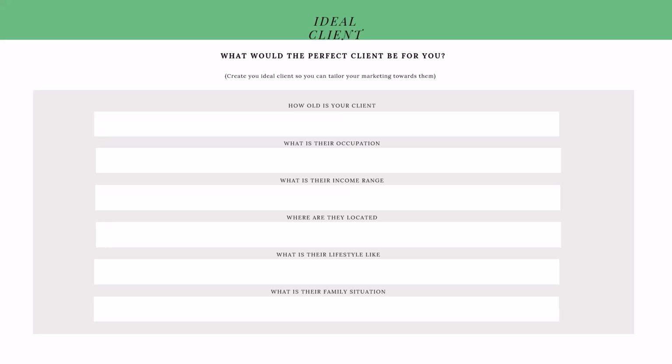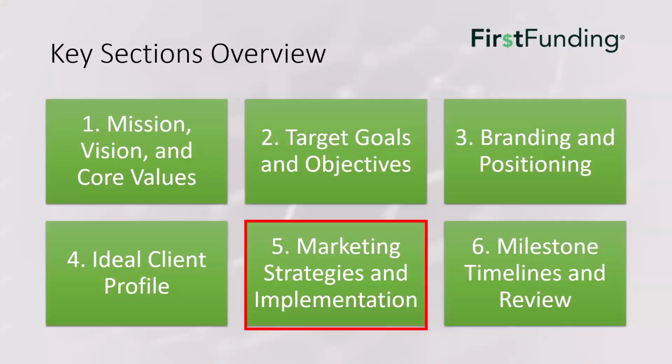Yeah. And again, that's why we had this in this order. So fill this out, print it off, fill it out. And do it in the order that we have it in: your mission, your vision, your target goals, your branding, positioning, your ideal client profile. Then you can get into your marketing strategies and implementation. And so many people just do number 5 and say, okay, I need to do some social media marketing, or I need to send an email out.